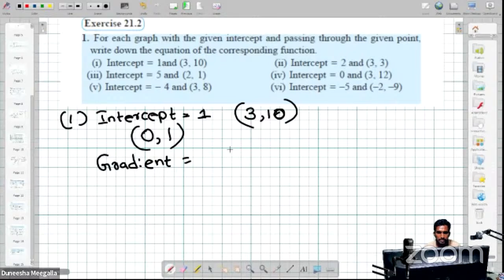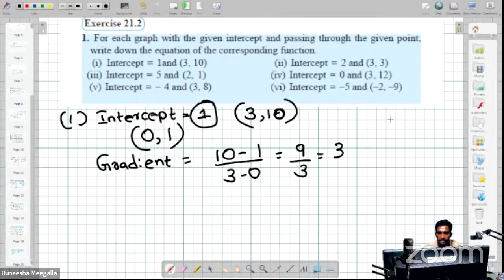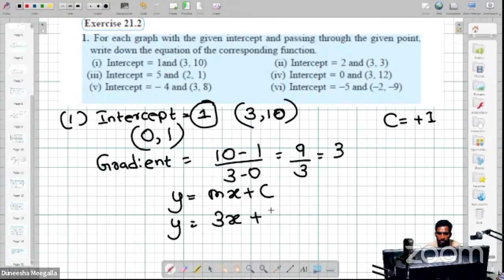What is the point? What is the first point? 10 minus 1, and for y, 3 minus 0. What is the gradient now? 9 divided by 3, it's 3. Now there is an intercepting point. The intercepting point is equal to c. Then the graph type is mx plus c. The gradient is m, so y equals 3x plus 1.